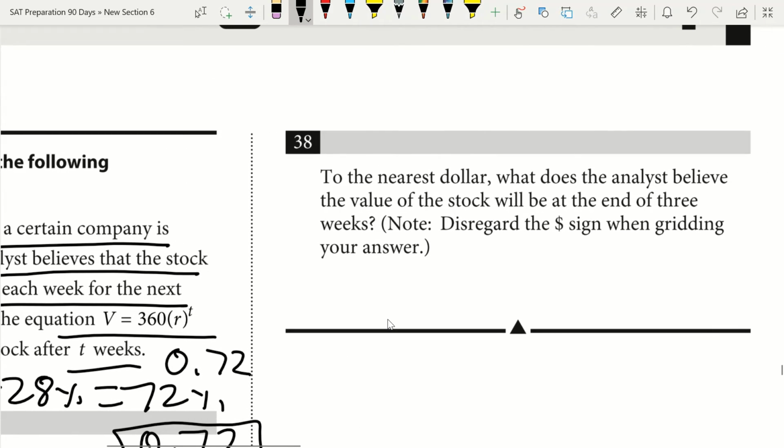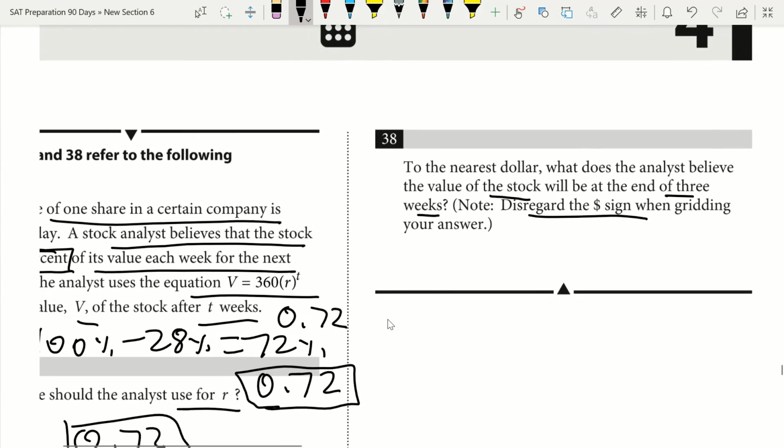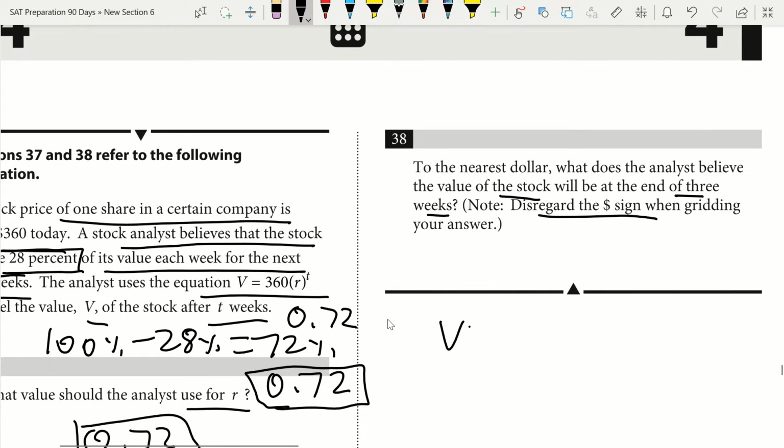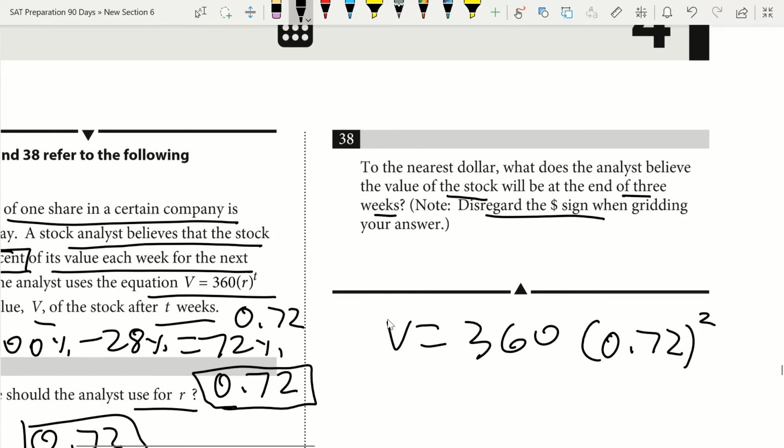38, to the nearest dollar, what does the analyst believe the value of the stock will be at the end of the 3 weeks? Okay, disregarding the dollar sign when gridding our answer, obviously, because we can't grid a dollar sign. Okay, so at the end of the 3 weeks, what we're going to do then is we're just going to take V, set it equal. We got 360 is what we're starting with. R is going to be 0.72. Okay, and we're raising it to the third power because it's after 3 weeks.